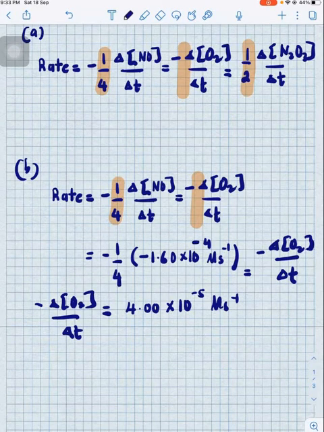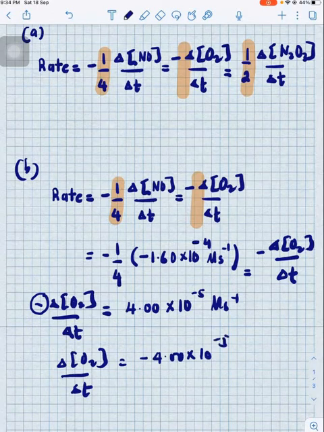Alright, so you can see that here, our answer must be positive because we already have a negative sign here, a negative sign in front. So if we change the position of the negative sign and rearrange, it becomes delta concentration of O2 over delta T, then we get 4.00 times 10 to the power of negative 5, which is referring to the rate of disappearance. So either way, whether you write it like this or like this, as long as we know that O2 is a reactant, then definitely its value must be negative.